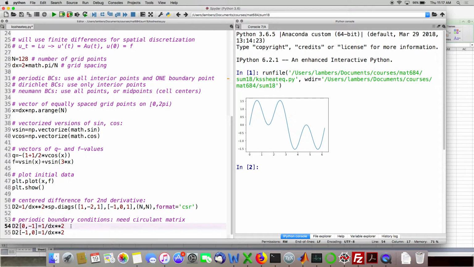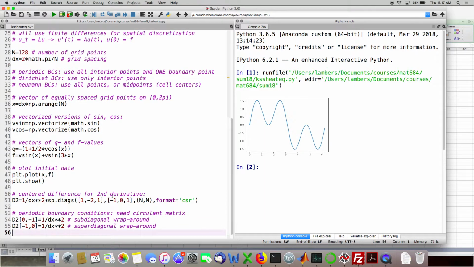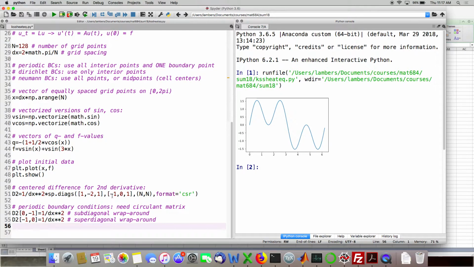So the first one of these is the subdiagonal wraparound, and the other is the superdiagonal wraparound. So this gives us an n by n circulant matrix. Okay. Now, finally, I can make my matrix A.